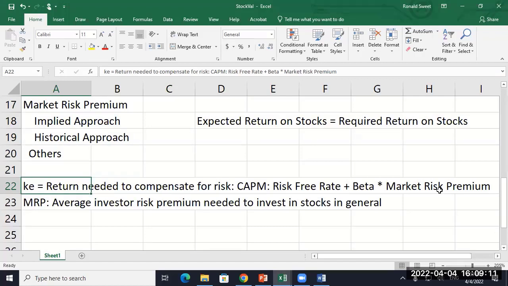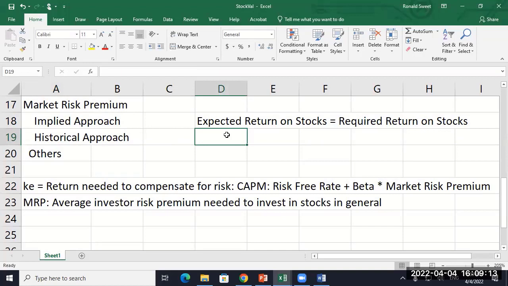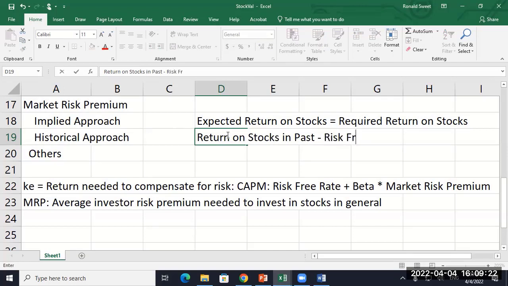We could look historically. Historically says take the return on stocks in the past minus the risk-free rate. So the historical approach, which is what I grew up on, which is what most of us did in the 80s and 90s, just said, hey, what did the stock market give us over treasuries in the past? Let's just assume that's what they'll give us in the future. So that's the historical approach.